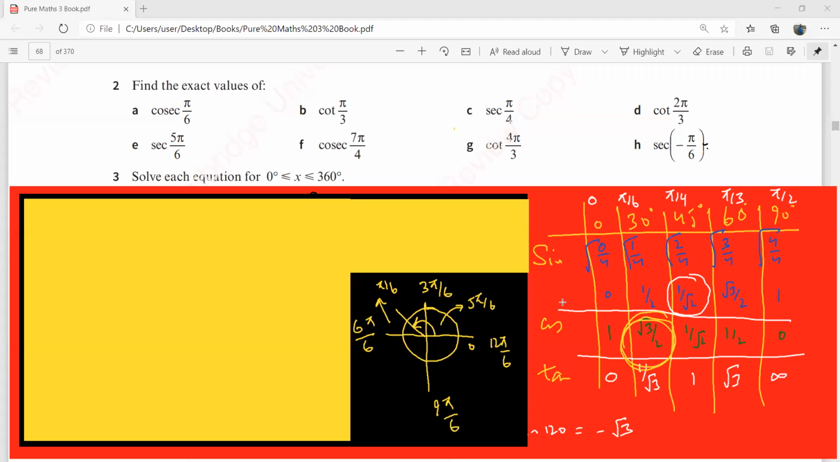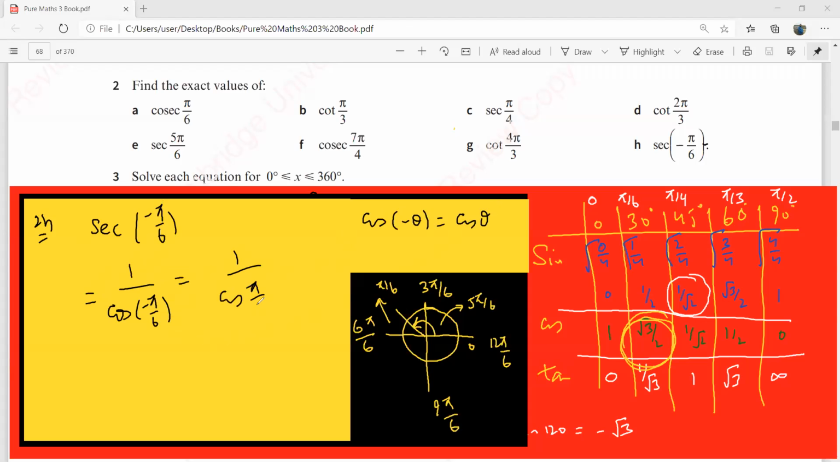So we have to try one more question from here, that is 2H. 2H has secant minus pi by 6. First of all, this is 1 over cos minus pi by 6. Remember, I just told you that cos of minus theta is going to be cos theta. So I can change this to 1 over cos pi by 6. Oh, this is the hot favorite here. This is again 2 over under root 3, that is your cos pi by 6 reciprocal.